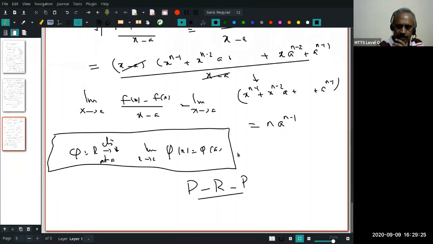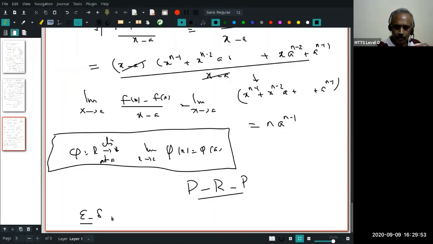Now, if you want epsilon delta, how will you write it? Because you want to learn analysis, right? Since you already know how to find the derivative, there is no fun. Now our aim is to learn analysis, so I should learn how to work with epsilon delta. Now I proved the limit exists and it is equal to n into a to the power n minus 1 by using continuity.